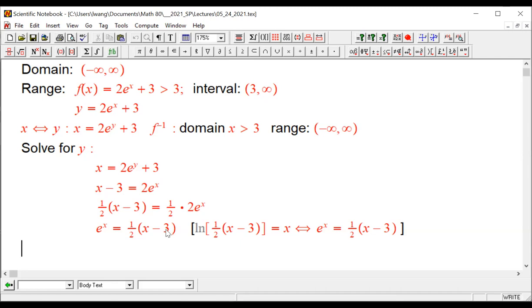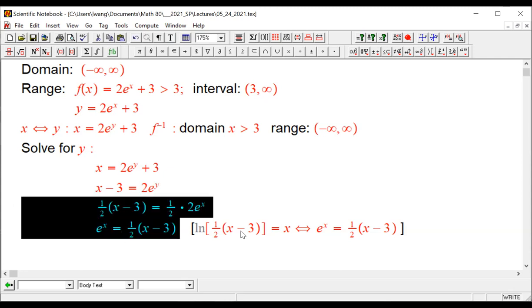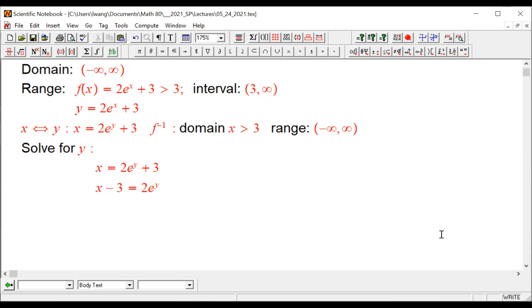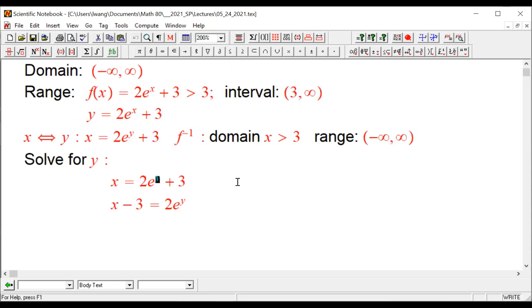Oh, wait, what did I get? I'm sorry, this is e to the power y. My bad, e to the power y. Let me do it over. I messed up, I'm sorry. I don't want to confuse you, so I'm going to do it over, e to the power y. For some reason, I put an x there. So let's do it over.